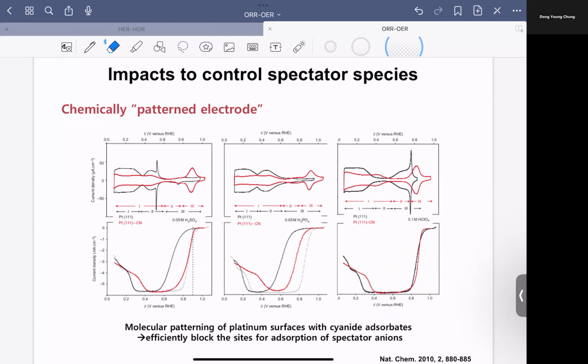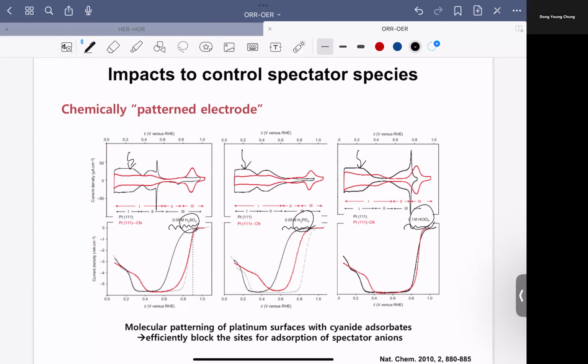So now let's think about the black curve. I'm sorry, the black curve shows platinum 111, right? This electrolyte is sulfuric acid, this electrolyte shows phosphoric acid, and this one shows perchloric acid, right? So please keep in mind, in sulfuric, phosphoric, and perchloric acid, there is a different shape for platinum 111.